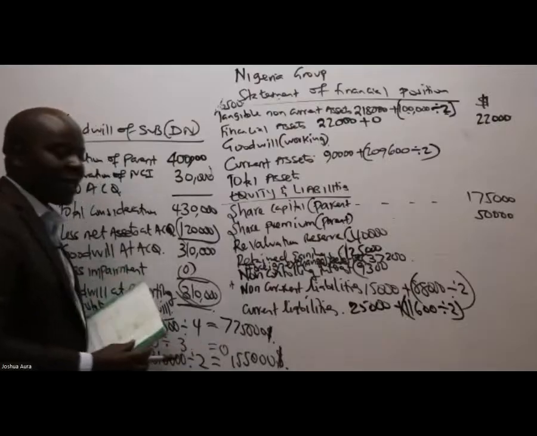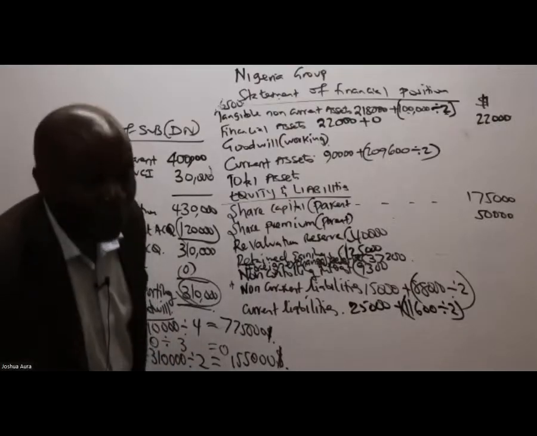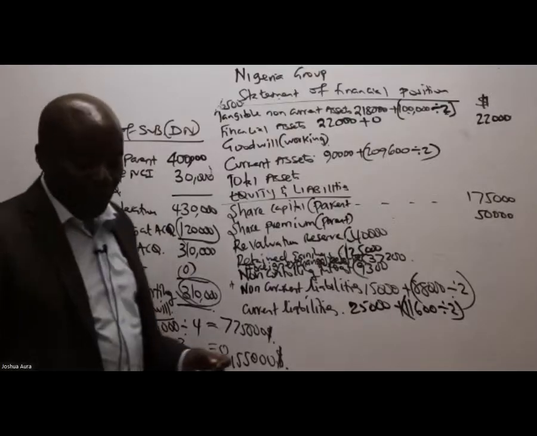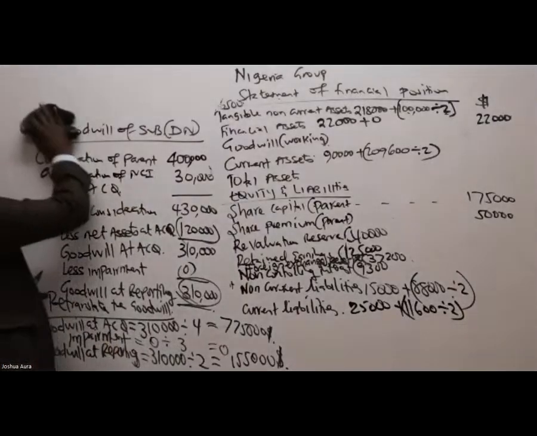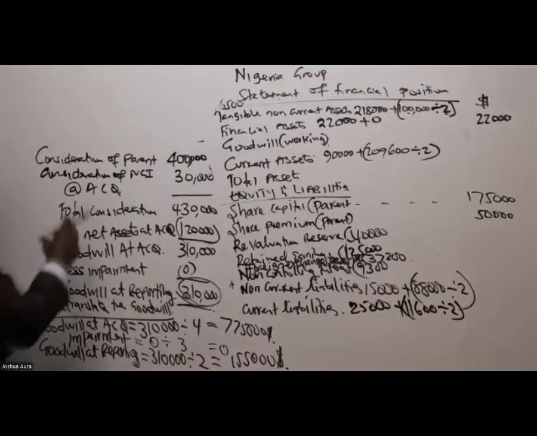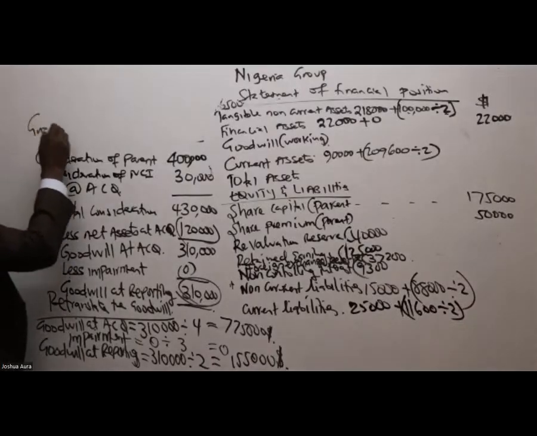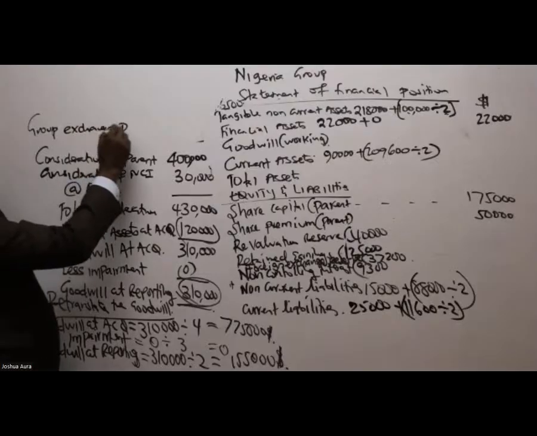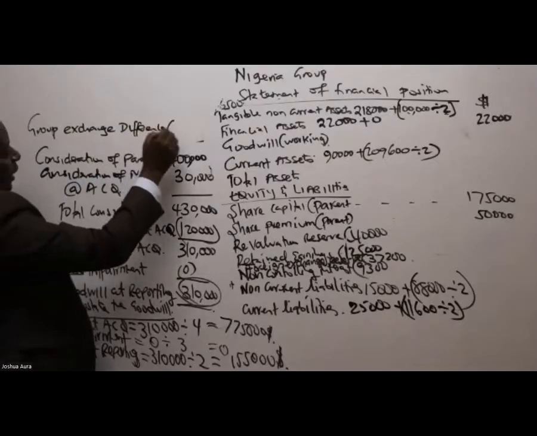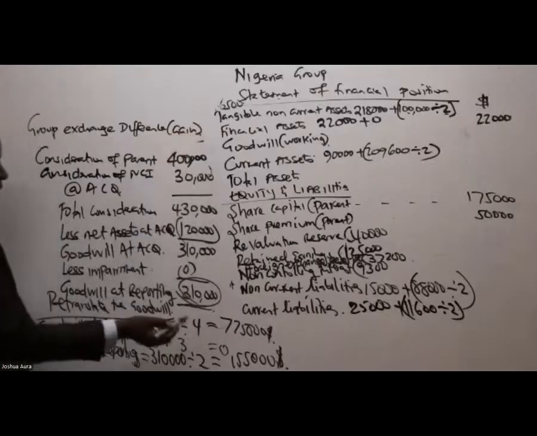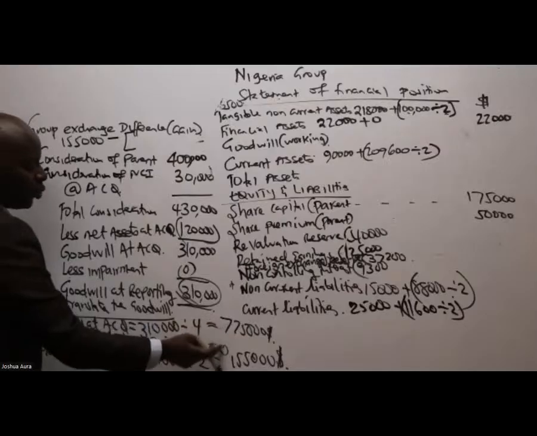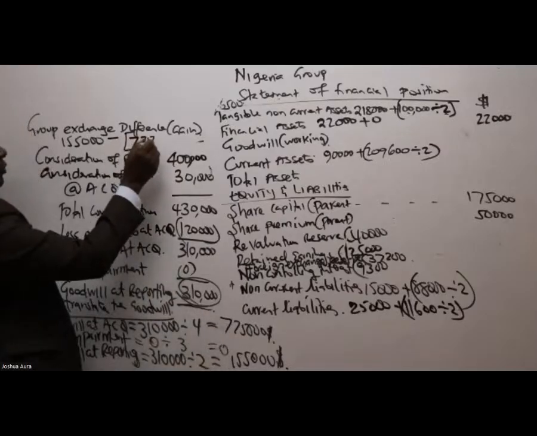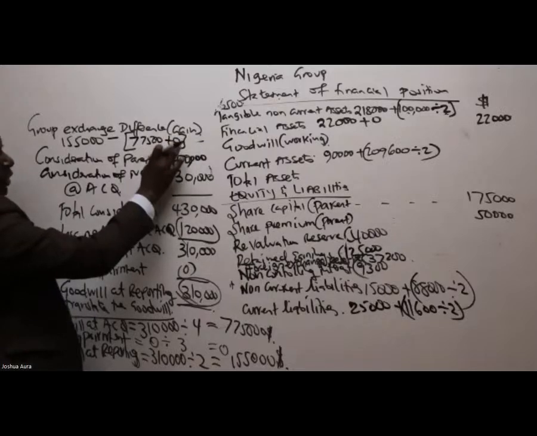So just like we did with net assets, now go ahead and give us the group exchange difference for goodwill. In this case I will take the closing amount, 155,000, minus these two added together, 77,500 plus 0. Just for your revision, include the 0 there.